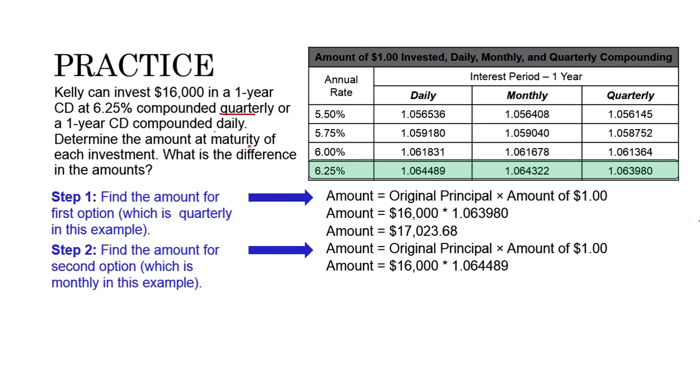Find the amount for the second option, which is, I made a mistake, I apologize. I meant to write daily over here, so ignore that. But it says daily. So plug that in. We get $17,031.82.